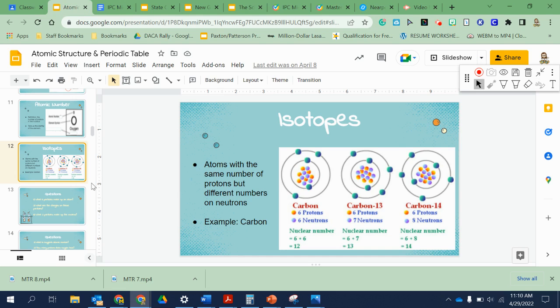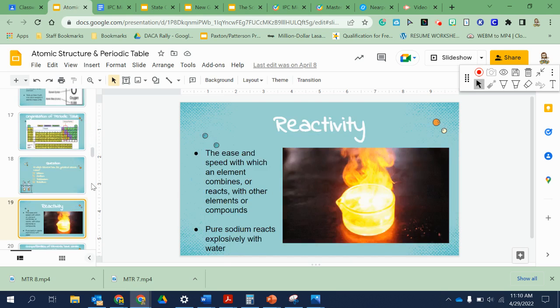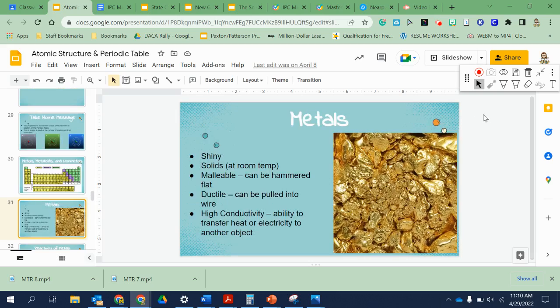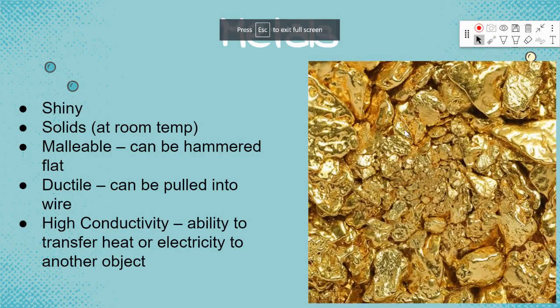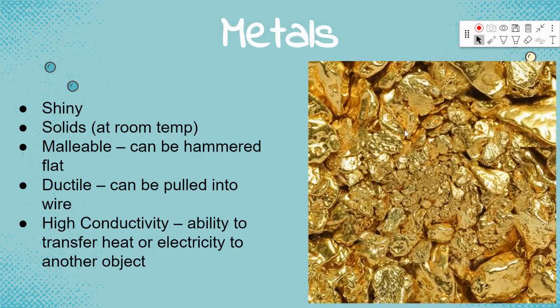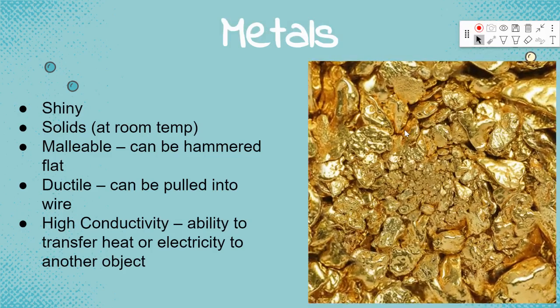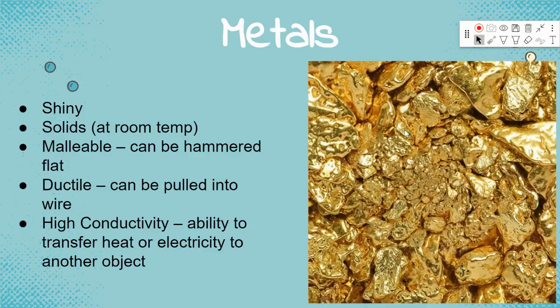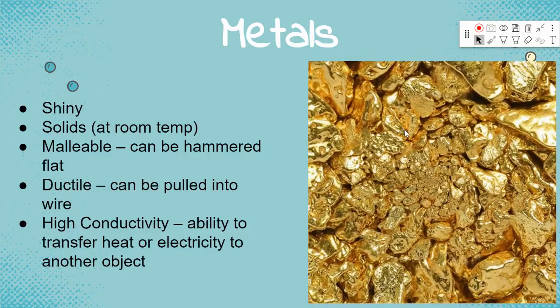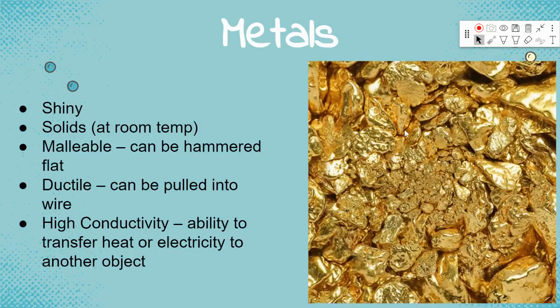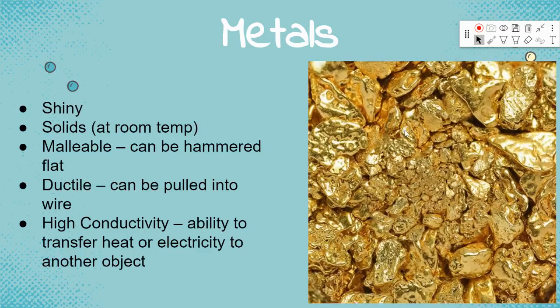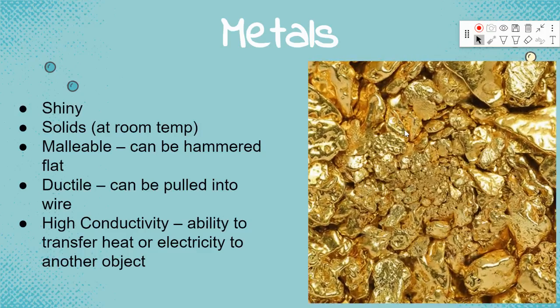Also, make sure that you know the properties of metals. And so let me bring this up right here. But here's some properties of metals. Just think of any metal that you know, right? Copper, steel, gold. Remember, these right here are shiny, and they're solid at room temperature. Malleable, so it means that they can be hammered flat. And ductile, which means that they can be pulled and stretched into wires, right? That's why copper wiring is so popular. Has a high conductivity, which means it's able to transfer heat or electricity to another object, right? So remember these. These are going to be very important.